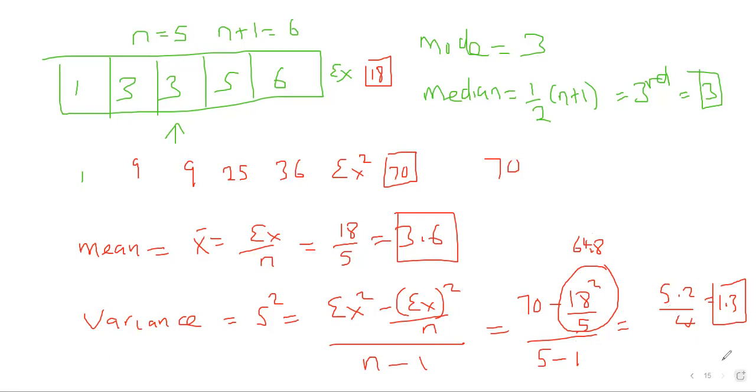The summation of x to the power 2 over n, so 18 squared over 5, is 64.8. You subtract it from 70, you get 5.2. 5 minus 1 is 4. When you divide that, you get 1.3. This is called our sample variance. So if s squared is equal to 1.3, then our standard deviation is simply the square root of the variance. The square root of 1.3 gives you 1.14.